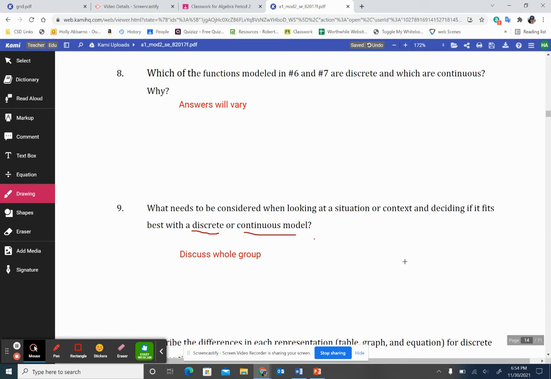What are some key words? What are some key ideas? What are some things that are clues that are going to help you decide if you're going to connect those dots, or those ordered pairs, and it's continuous, and if it's discrete? Go ahead and either discuss with your partner, or the sub can decide to discuss whole group. Go ahead and pause the video.